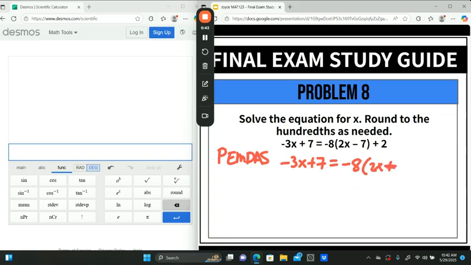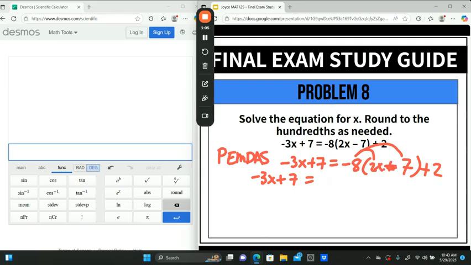Oops. It's going to be a -7 plus 2. So first we're going to start with parentheses. And when we have something like this, a coefficient out in front of the parentheses, we are going to distribute the -8 to both terms. And when we do so, we're going to just rewrite this front part here.